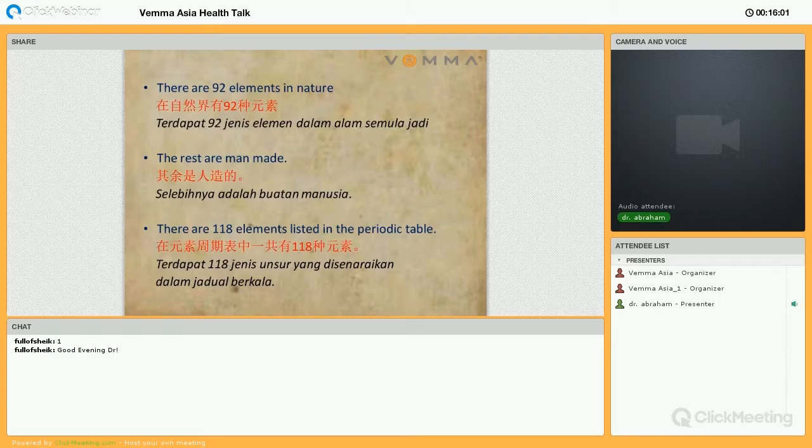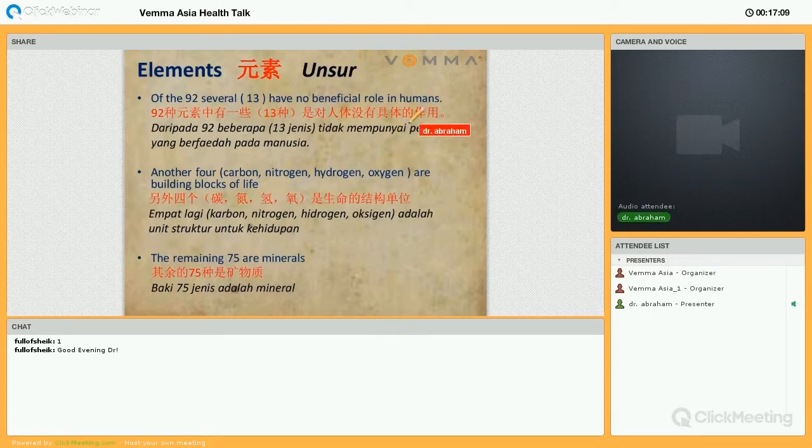They quickly degenerate into one of the basic 92, or turn into other elements which are considered to be also man-made. At the end of the day, those extra man-made elements do not last like the 92 basic elements, and this basic 92 go towards forming all that we see: trees, plants, rocks, rivers, all that we see in nature. So of the 92, 13 have no beneficial role in human beings, which means there are about 79, because 4 of them are building blocks of life.